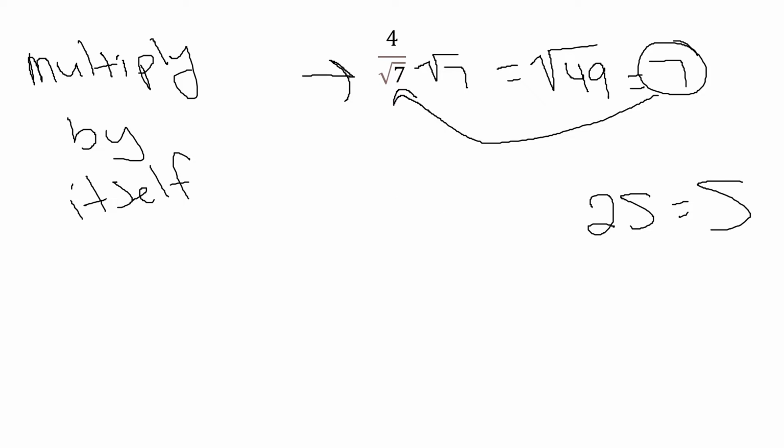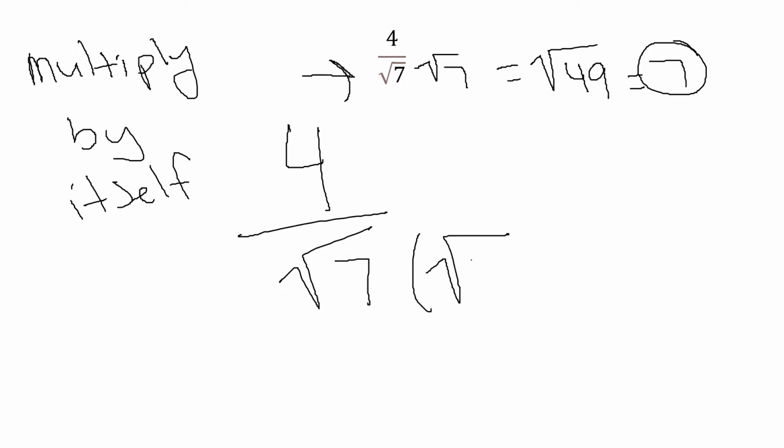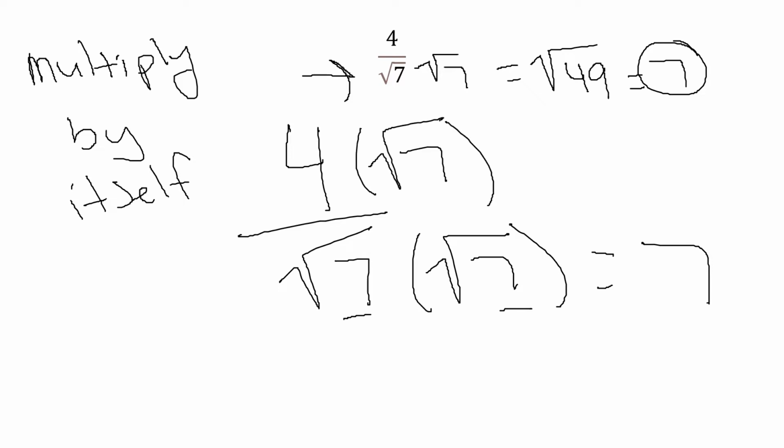Now here's the second thing I have to remember. Whatever I do to the bottom of a fraction, I have to do the same thing to the top. So what I'm going to do, let me stretch this out a little bit. I'm going to have to multiply the bottom by the square root of 7 so that simplifies down to simply 7. Square root of 7 times the square root of 7 is 7. But the rule is whatever I do to the bottom, I have to do the same thing to the top. 4 times the square root of 7 is simply 4.